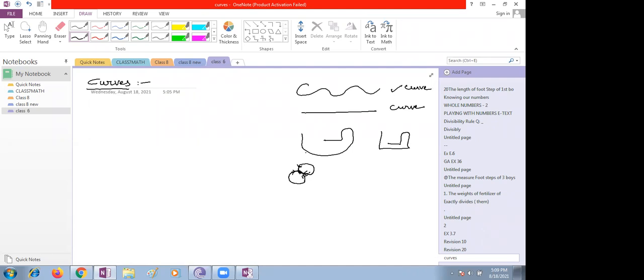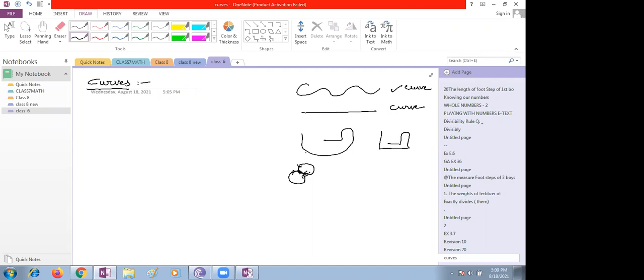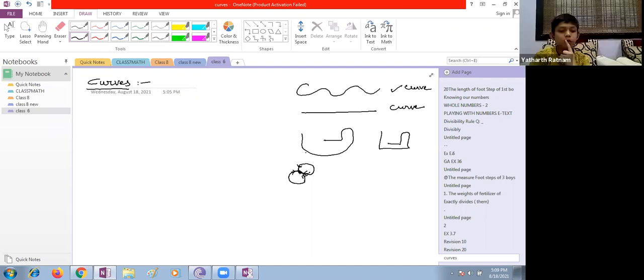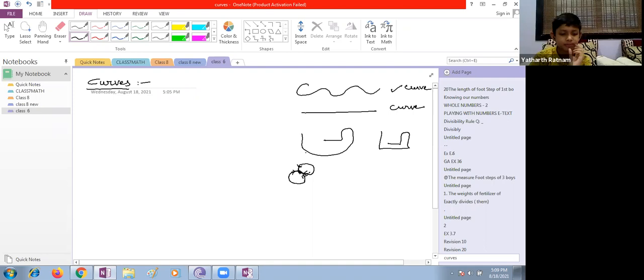What are open and closed curves? Ma'am, can you tell the closed curve definition? Yes, please tell what a closed curve is. Ma'am, a closed curve is one which doesn't have an opening. Very good.